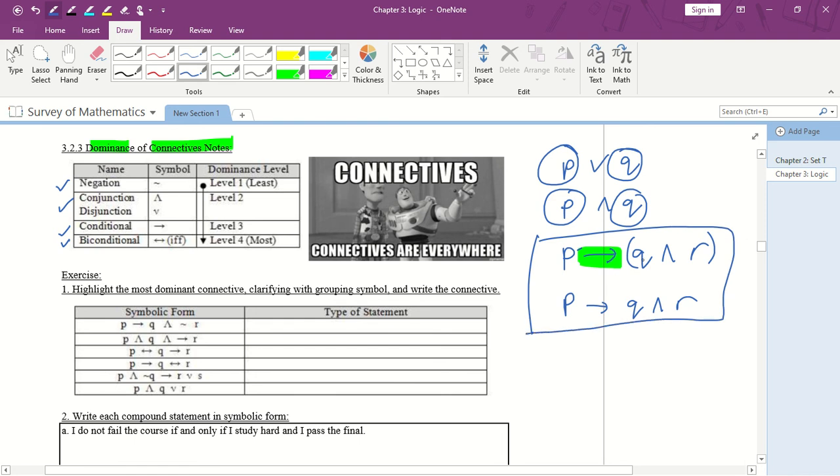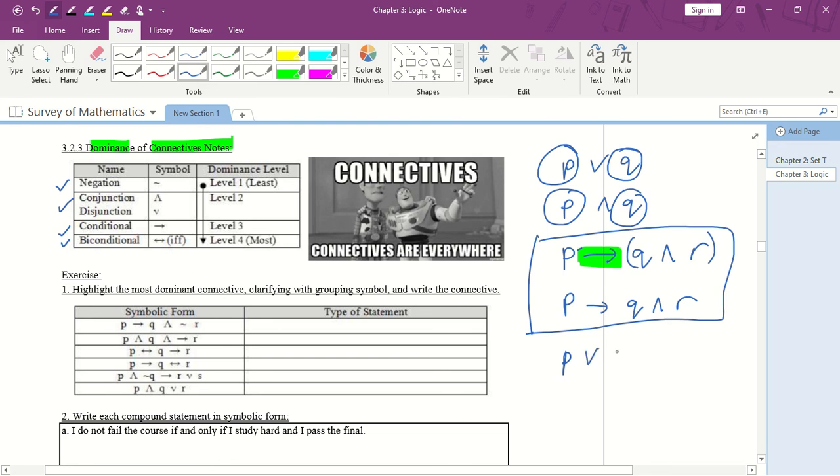Okay, because you look at here, the conditional is more dominant than the conjunction, the "and" here. Which means that we need to put the parentheses here as a group, because this is the one that's separating them. Okay, if you are kind of confused, don't worry. Let's go for the next example.